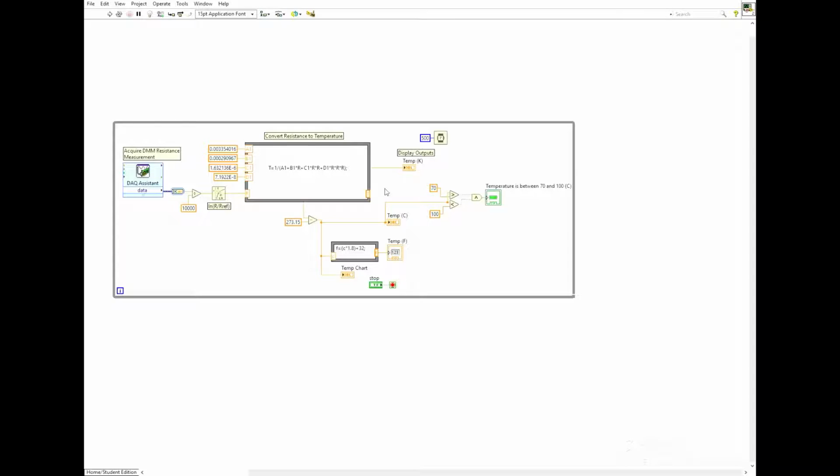The final addition to the VI is the LED indicator, which is to illuminate whenever the temperature of the water is between 70 and 100 C. That's achieved by using these two comparators, which compare the Celsius value, and if it is greater than 70 and less than 100, this AND gate will be true and it will illuminate the LED. If either of those are false, then the AND gate output will be false and the LED will not be illuminated. In the next video, we will show the GUI.